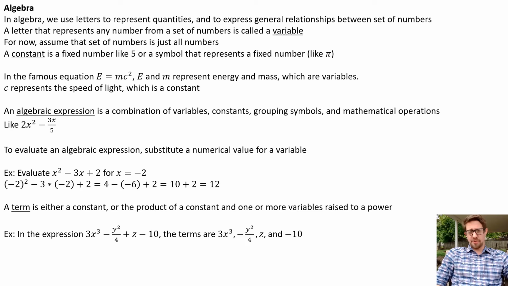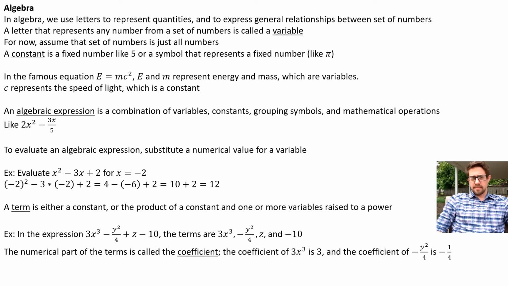So it can have a constant in it and a variable to a power. This is called a polynomial, but you don't really need to know that yet. The numerical part is called the coefficient.